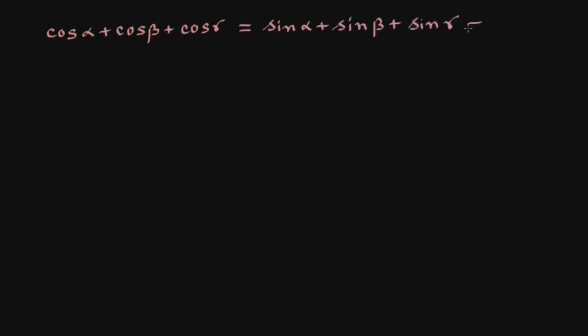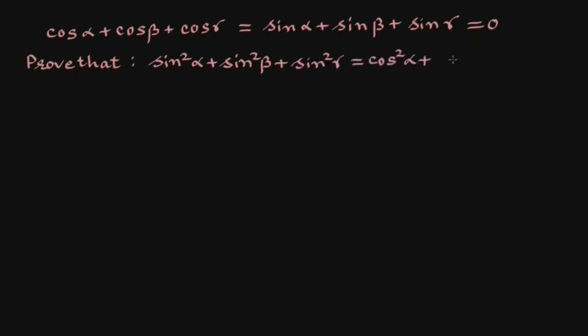In the first problem, it is given that cos alpha plus cos beta plus cos gamma equals sin alpha plus sin beta plus sin gamma equals 0, and we have to prove that sin square alpha plus sin square beta plus sin square gamma equals cos square alpha plus cos square beta plus cos square gamma equals 3 upon 2.